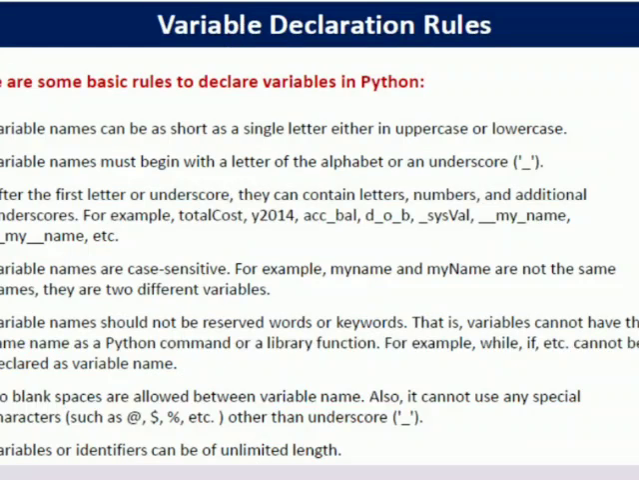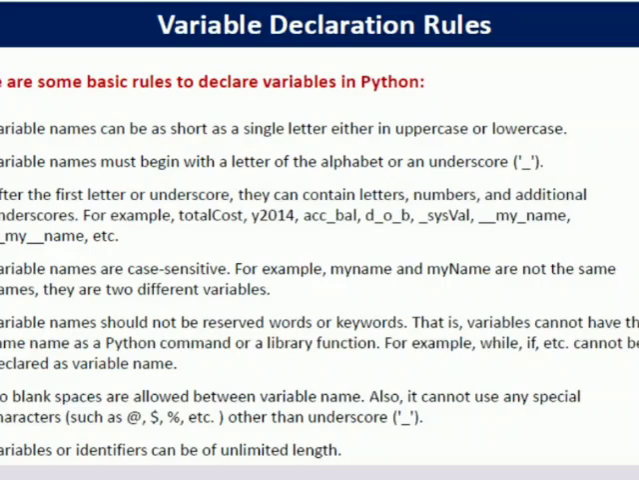Now let us know some rules about how to declare a variable. First, variable names can be as short as a single letter. It can be in capital letters or in small letters. Second, variable names should always begin with an alphabet or an underscore. Num1 is correct, but if I write the variable name 1num, it is not correct because variable names can never begin with a number. After the first letter or underscore, they can contain letters, numbers and additional underscores.